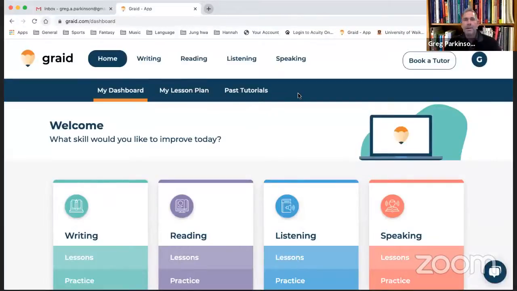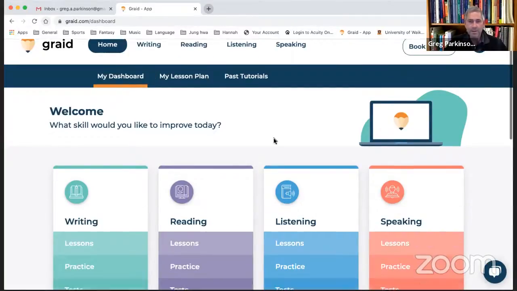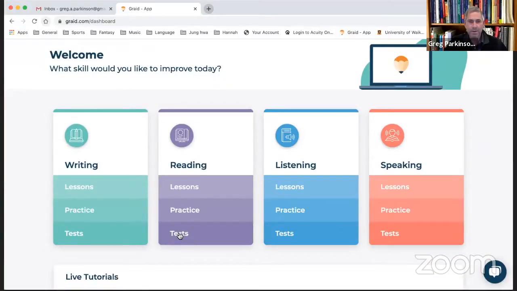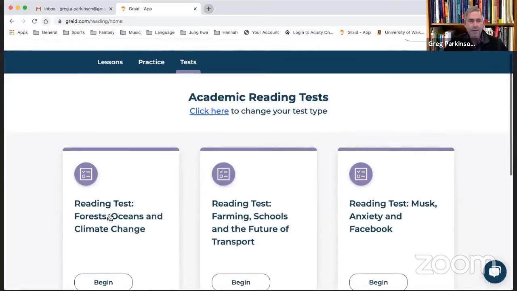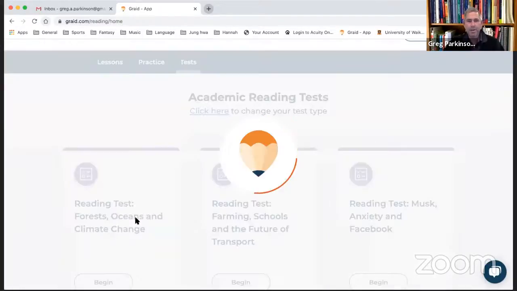So I'd like to take you across to the grade site right now. Hopefully you can see the grade landing page or the dashboard. So we're going to practice the reading. If I scroll down, we can go on to tests. The one we're going to work on today is forests, oceans, and climate change.